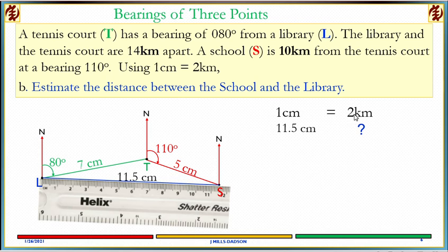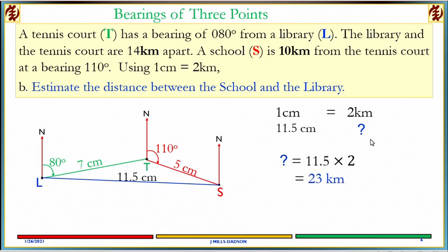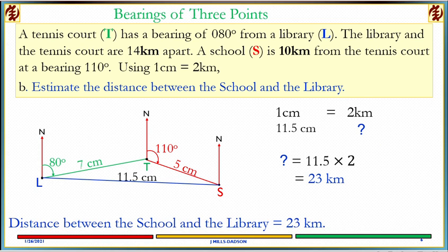If 1 cm is 2 kilometers, 11.5 will be what? 1 times 11.5 will give you 11.5 cm. So whatever you do to one side, do to the other side. So multiply 2 by 11.5, and that will give us 23 kilometers. So we can say the estimate of the distance between the school and the library is 23 kilometers. So the distance is now calculated.